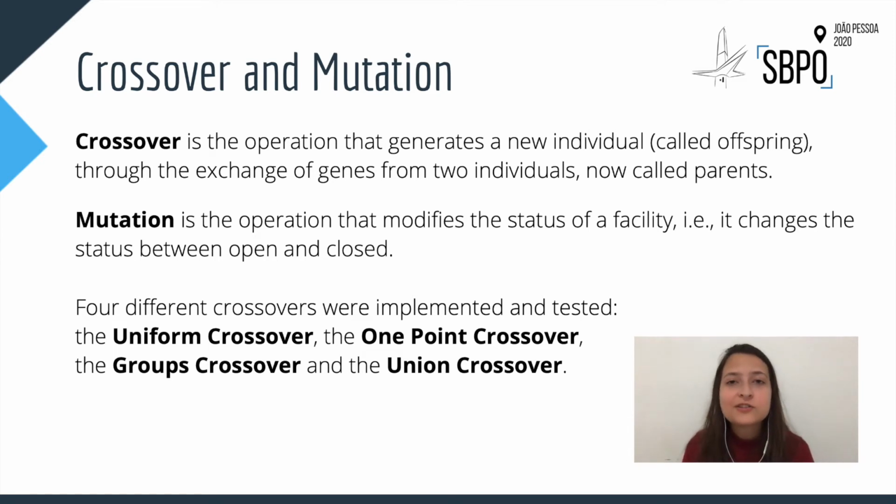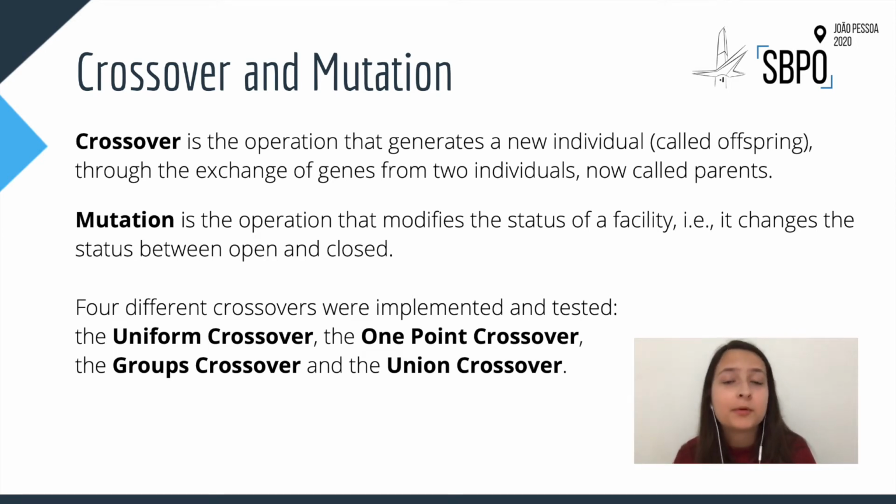Four different crossovers were implemented and tested: the uniform crossover, the one-point crossover, the groups crossover, and the union crossover. The first two are quite common in the literature, and the last two were created in an attempt to build a crossover with more specific knowledge of the problem.